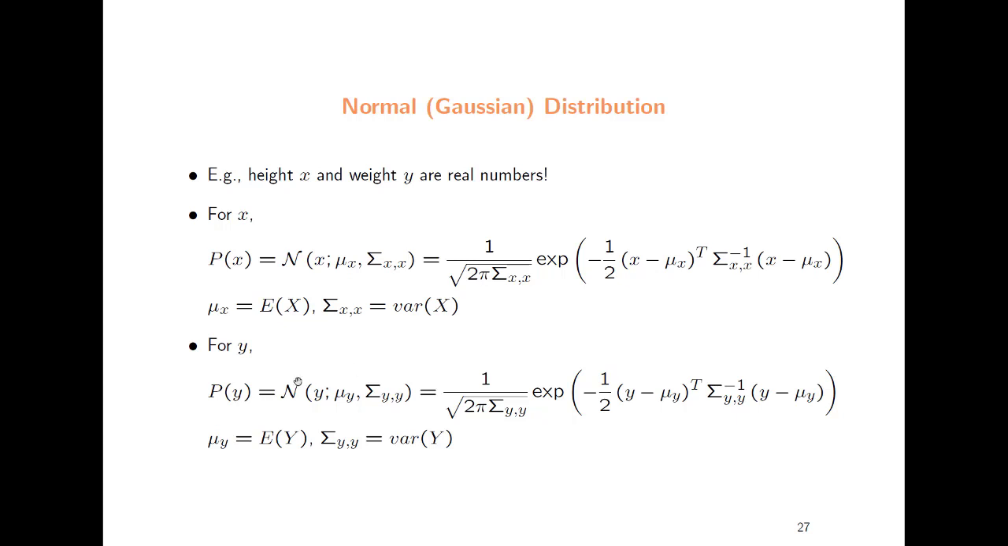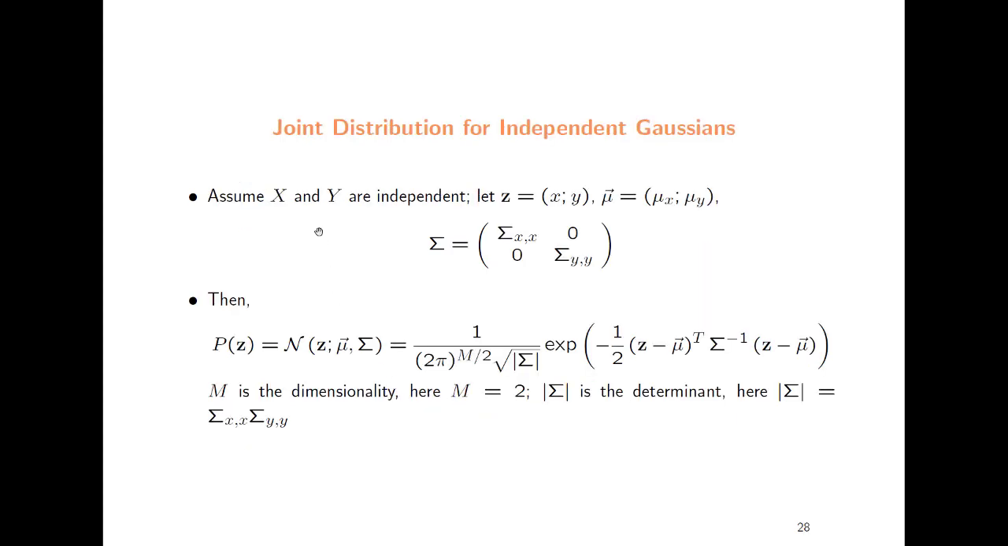And of course, you can write the same thing also for another random variable y, only that we have subscript y now. And now, of course, we are also interested in the joint distribution. And first, we are considering that the two random variables are independent.